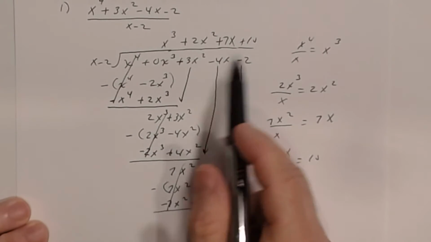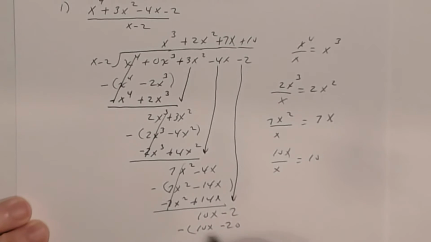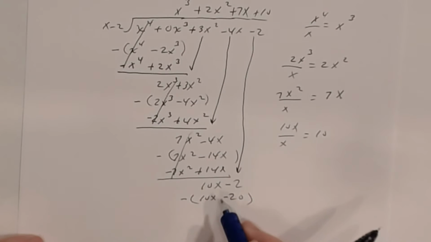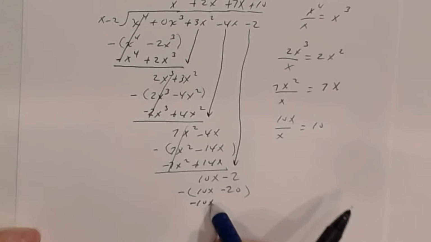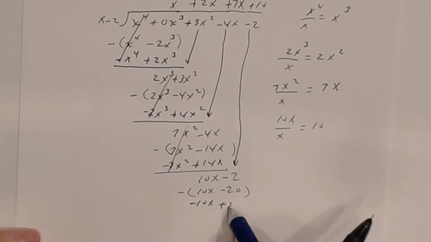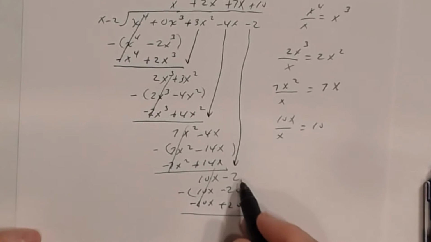And then you multiply. 10 times x is 10x. 10 times a negative 2 is a negative 20. And then you subtract. And again, if you need to, go ahead and rewrite this. So the opposite of 10x is a negative 10x. The opposite of a negative 20 is a positive 20. And when you add those, 10x and negative 10x is 0. A negative 2 and a positive 20 is 18. And so the remainder is 18.